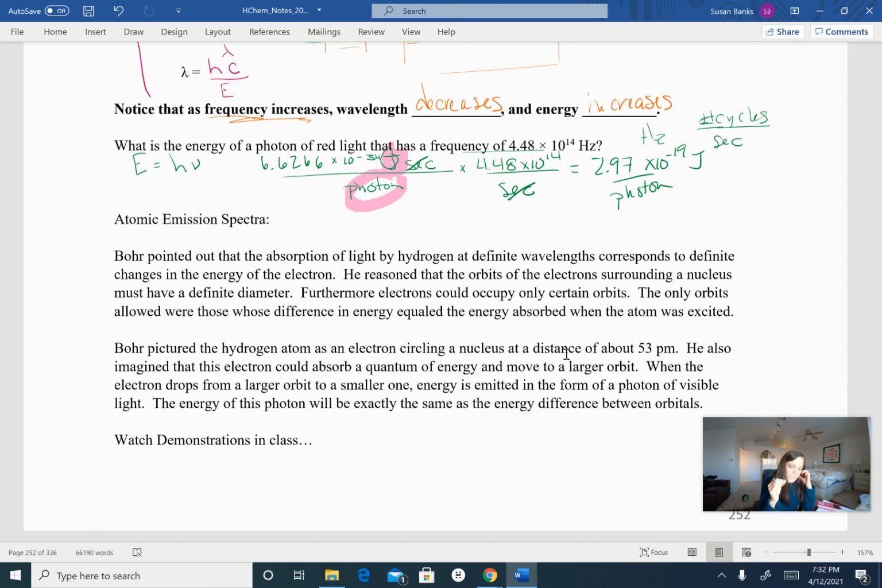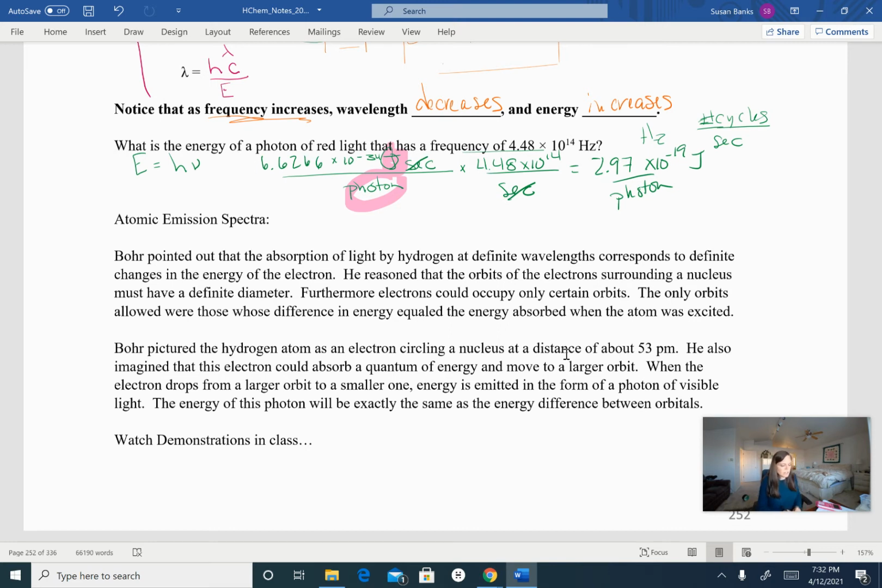Okay? He reasoned that these very specific energies came from orbits of the electrons surrounding the nucleus being very specific in their diameter. Furthermore, electrons could occupy only certain orbits because we only got certain colors. We didn't get the whole spectrum. We only got certain colors. So certain orbits were going to be there. The only orbits allowed were those whose difference in energy equaled the energy absorbed when the atom was excited.